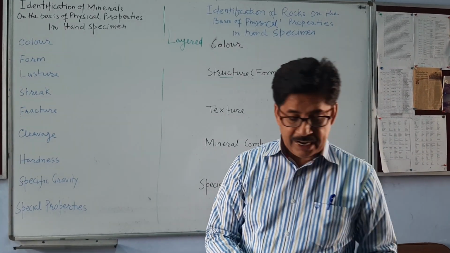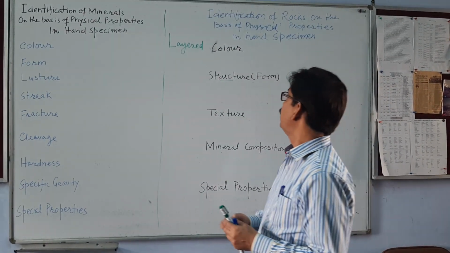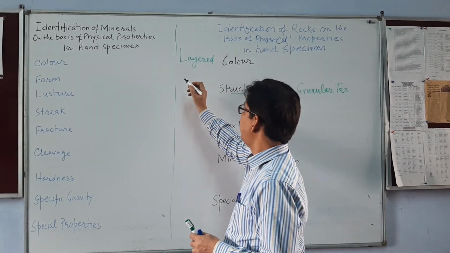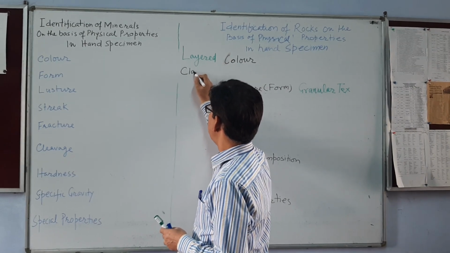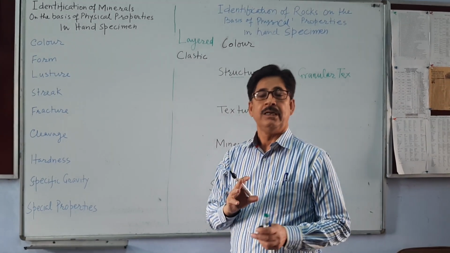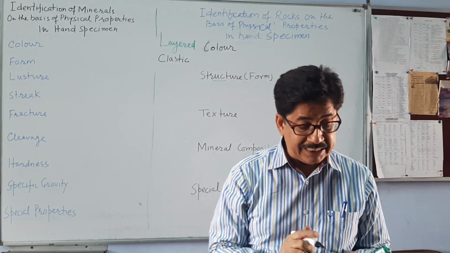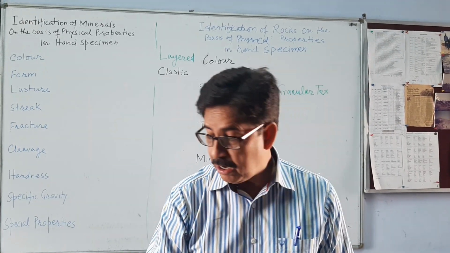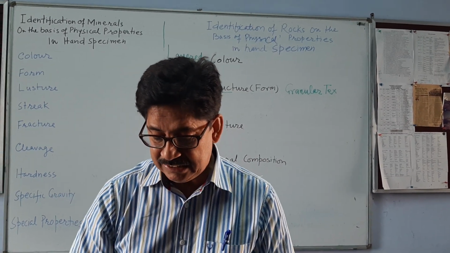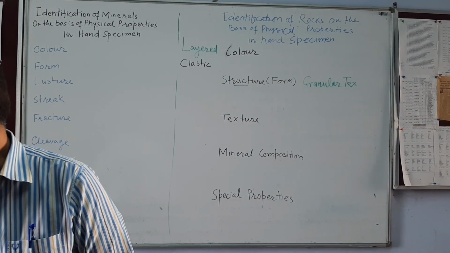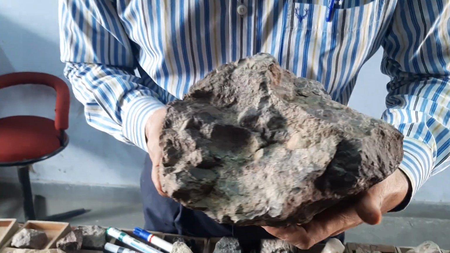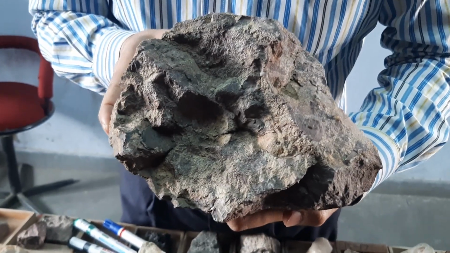Then we have another group of sedimentary rock, which is clastic sedimentary rocks. These have formed due to the deposition of grains, and the grains may be of different sizes. If the grains are of gravel size, we have a rock which is called conglomerate. You can see a lot of pebbles here in this conglomerate.